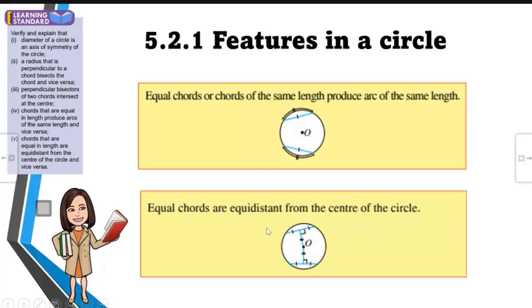Okay, all knowledge they have to remember. So another one, equal chords also, equal distance from the center. So it means that from center to the chord, the length also same. Sama panjang juga. Dia punya panjang daripada pusat sehingga perentas tu. When reach the chord here, the length is equal. So can you remember or not these 5 property, okay, of the circle, means that features in a circle.